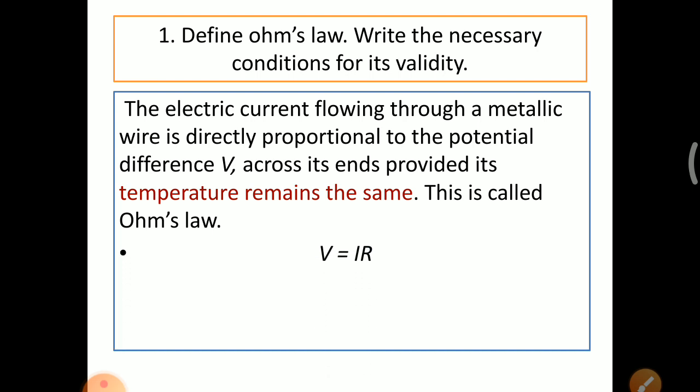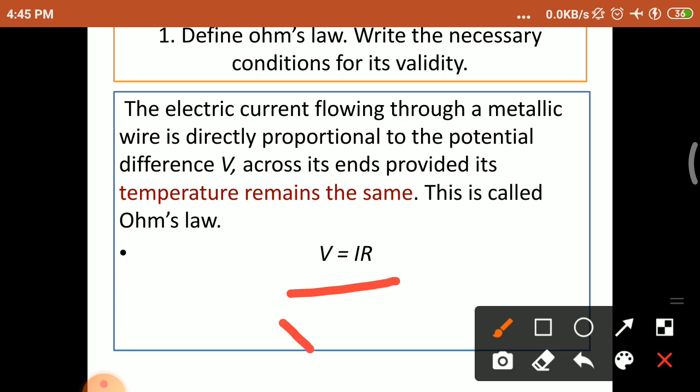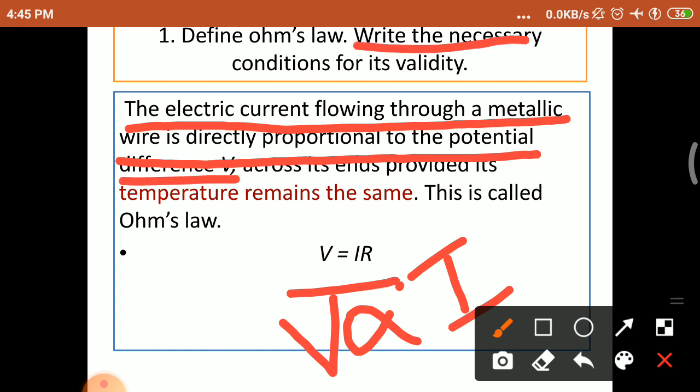The formula is V equal to IR. See in this formula, V is directly proportional to I. That is, the electric current flowing through a metallic wire is directly proportional to the potential difference. Write the necessary conditions for its validity. The temperature remains the same. That is the necessary condition for its validity.